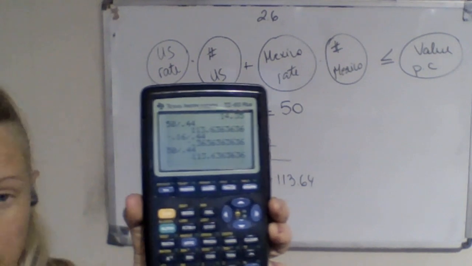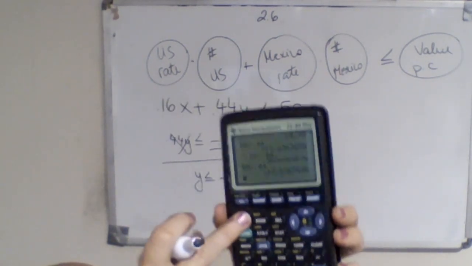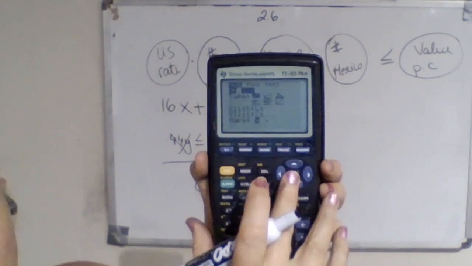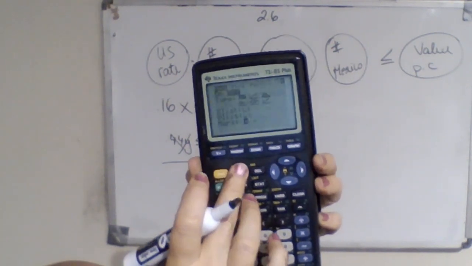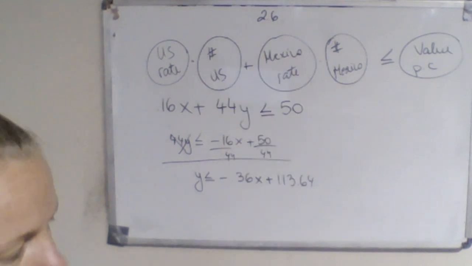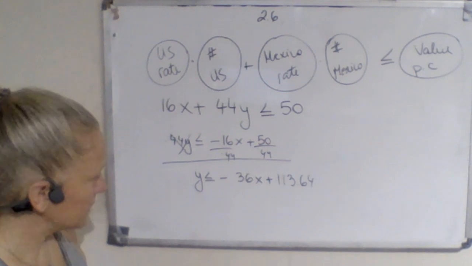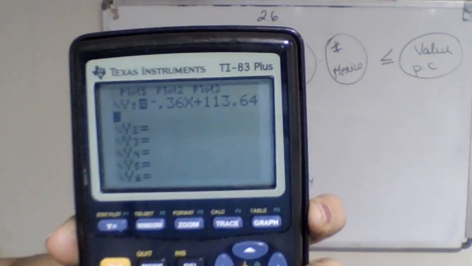Before we do this, the reason I'm doing this is to help you remember. We can't do this with our plot on. So we're going to have to go second Y, go ahead and hit enter, turn my plot off, hit enter to make sure it's off, second quit. And now I can go ahead and go to Y equal, clear whatever it's in there, and put that equation in. Negative 0.36x plus 113.64. This is what you should have there.